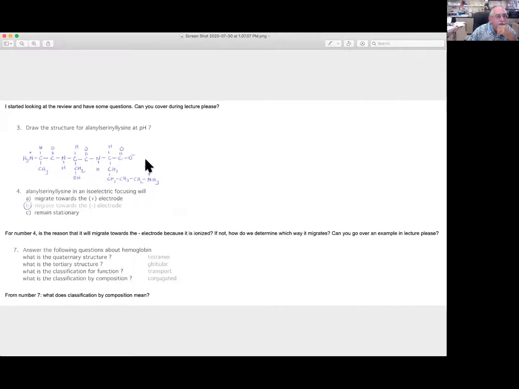So here is, let's see, there's a no, and then here, okay, so this has a charge of +1 at neutral pH, right? So at neutral pH, it has a charge of +1. Is it going to migrate in an electrical field? Yes. It's not going to remain stationary. It's not going to go towards the positive electrode because it itself is positive. So it's going to migrate towards the negative electrode.